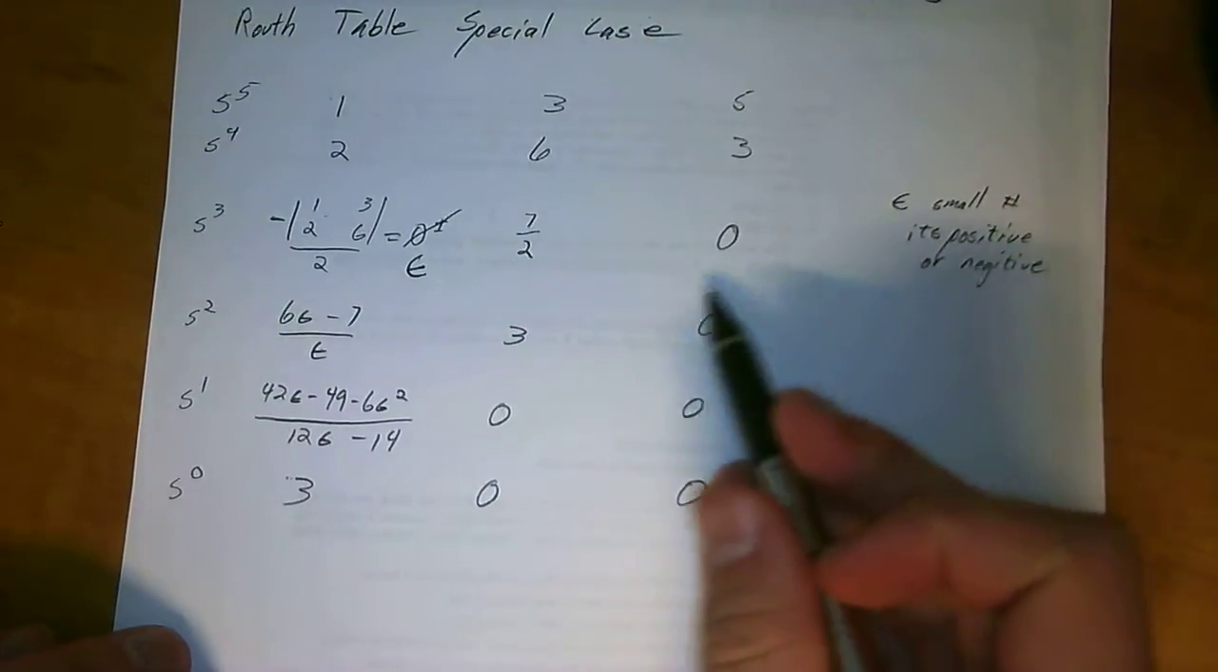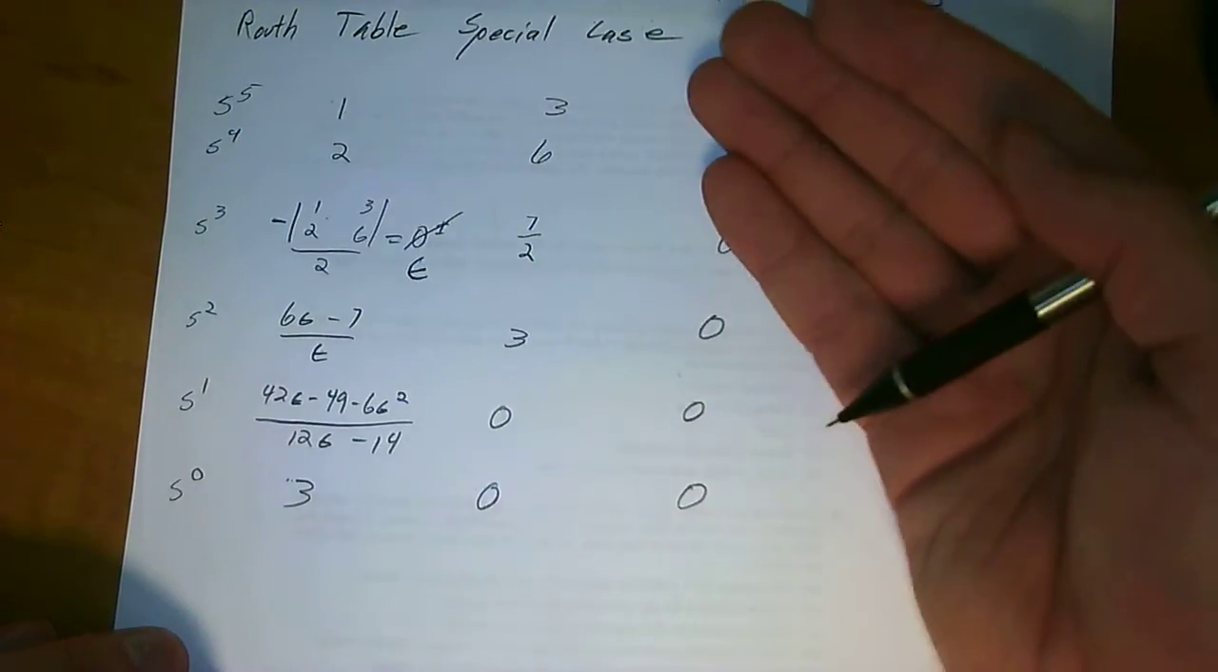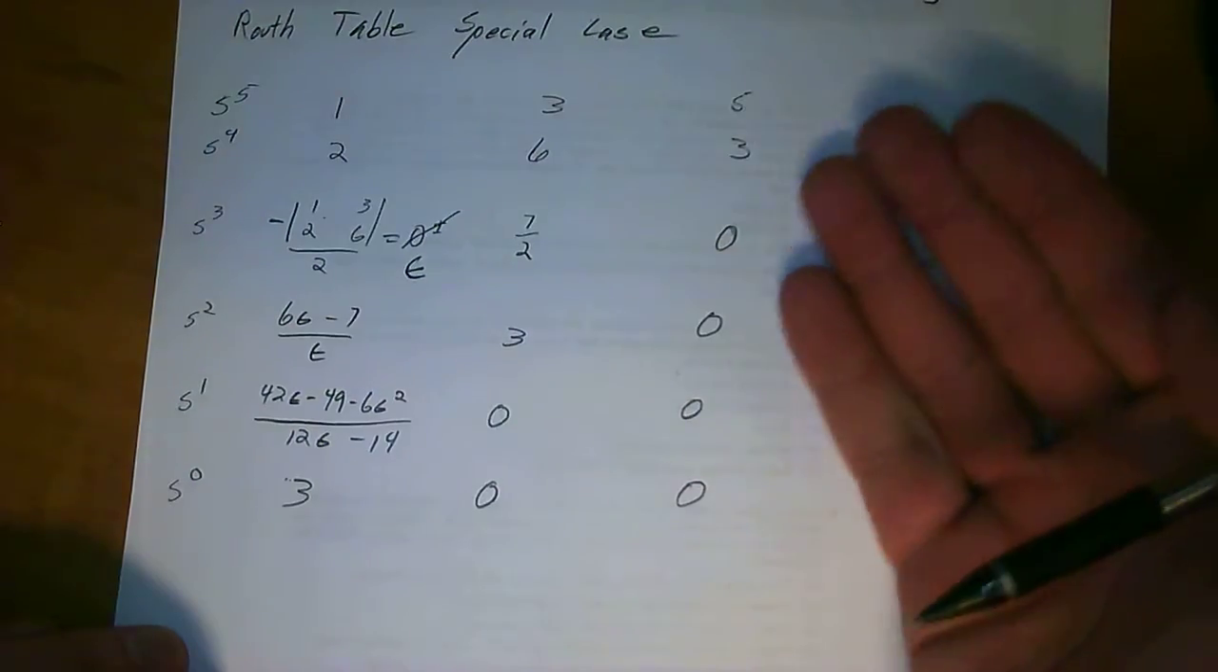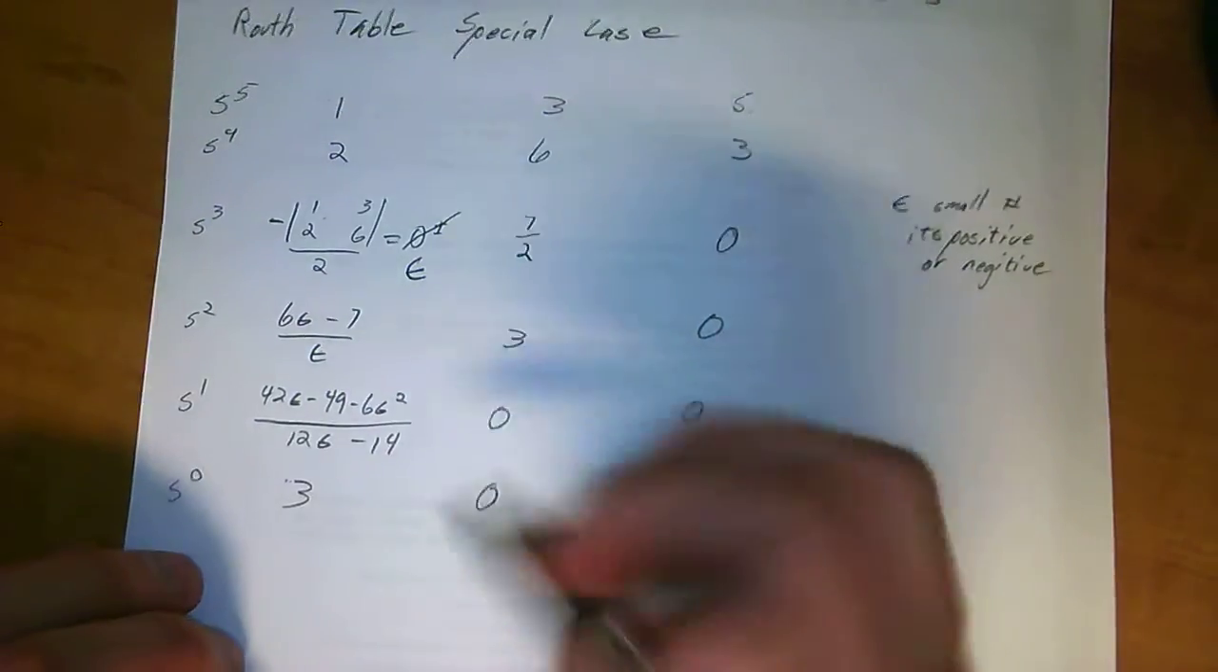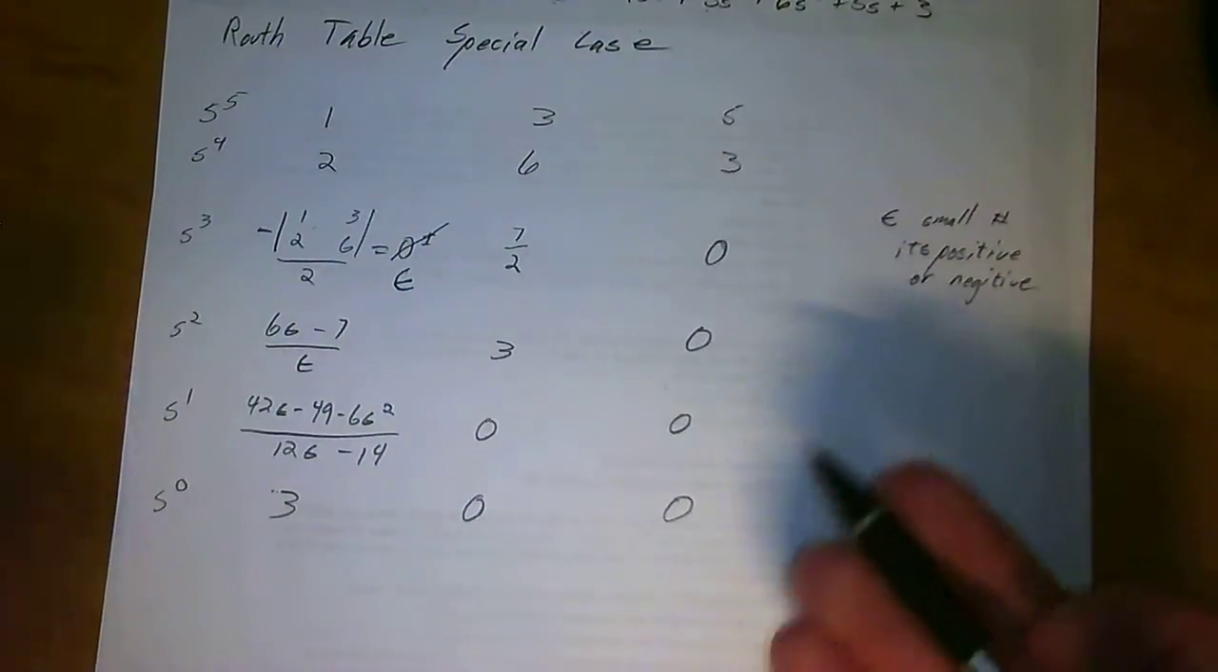A quick note here too, with zeros and Routh tables, you should always have kind of an influx of zeros. They should be growing from this side and going that side, so you have kind of a diagonal of zeros when you finish your Routh table.